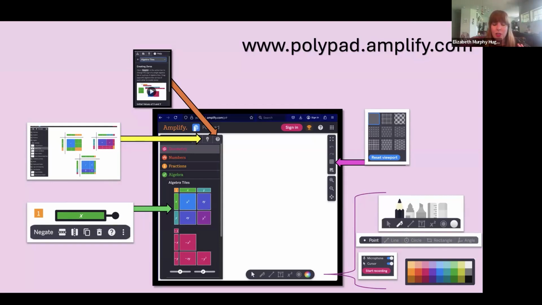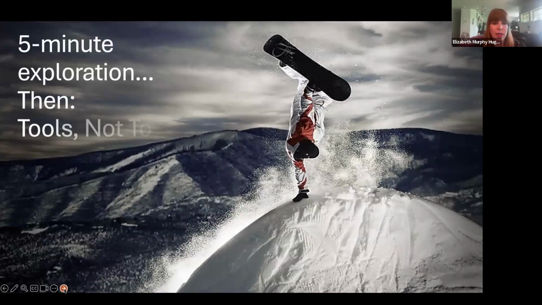It's really neat. There are going to be opportunities for you to use this in the future. But what I want you to do now is a quick 5-minute exploration. And this is what I tell my students, it becomes tools, not toys. Whenever I introduce manipulatives for the first time, they play around with them for a set time. They can do whatever they want. And then we transition to tools, not toys.